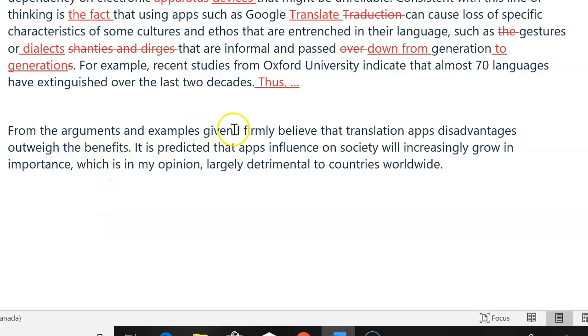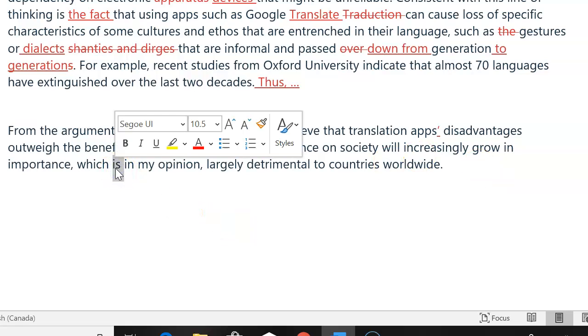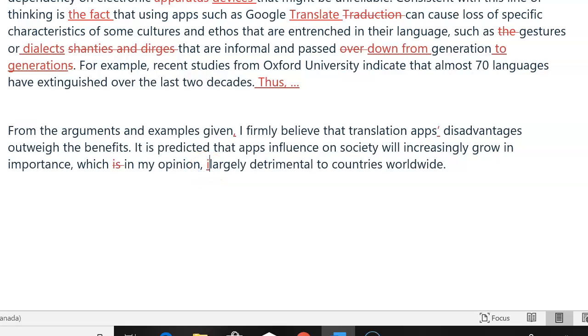From the arguments and examples given, I firmly believe that translation apps' disadvantages outweigh the benefits. It could be predicted that the influence of applications on society will increasingly grow in importance, which, in my opinion, is largely detrimental to countries worldwide.